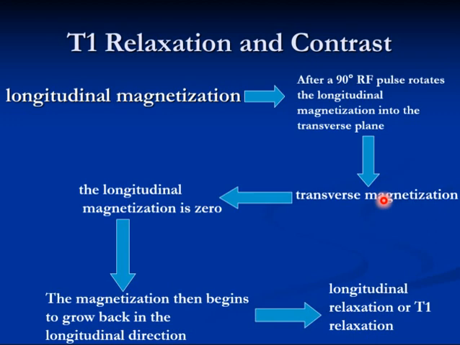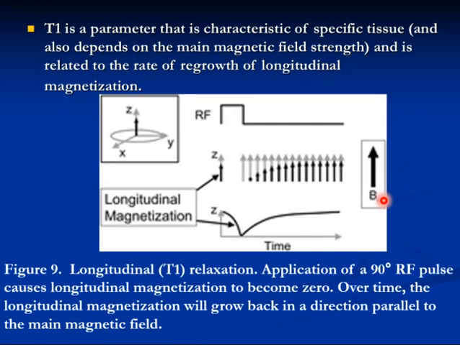How do we define it? What is this criterion? It is a characteristic of a specific tissue. It depends on the main magnetic field strength and is related to the rate of regrowth of the longitudinal magnetization. How much time does it take for the longitudinal magnetization to reach 63% of its original value?